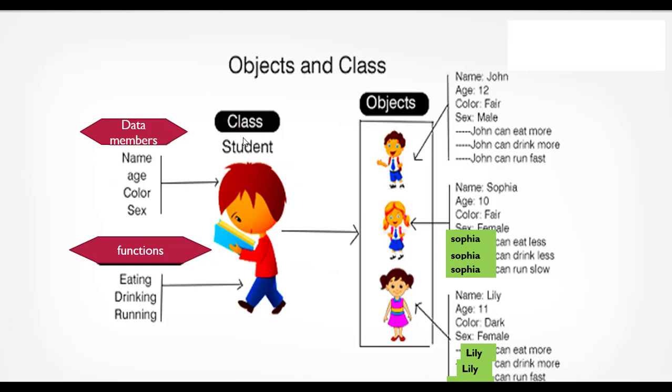So what is a class? In order to make it clear, again I'm telling you, a class is nothing but a grouping of objects of similar characteristics. An object is only a part of the class, an instance of the class. Both object and class will have their own data members and functions. That is, the similar characteristics of a student are known as data members. And the functions, what are the different functions of the students, like eating, drinking, running: these are the functions of the student.